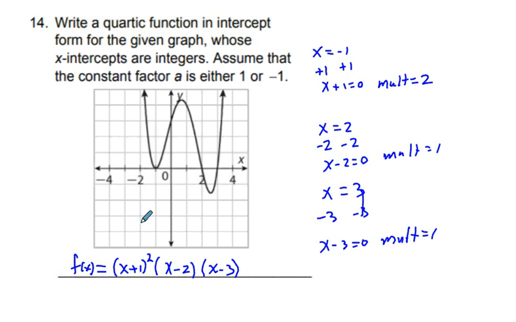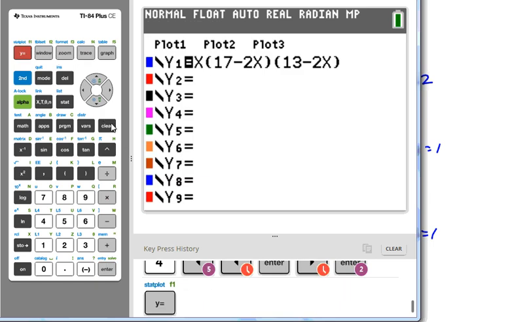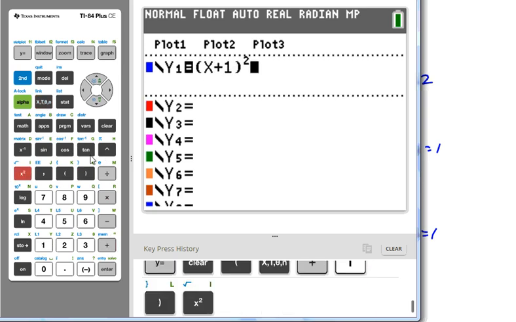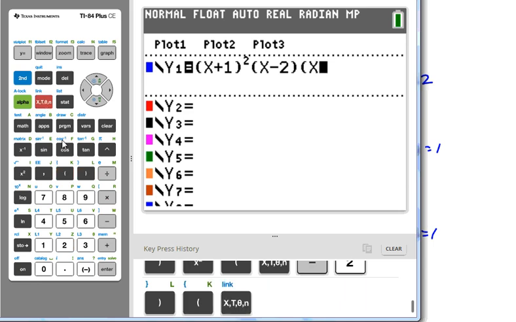And then we can verify by going to our function editor and put quantity x plus 1 squared times quantity x minus 2 times quantity x minus 3.